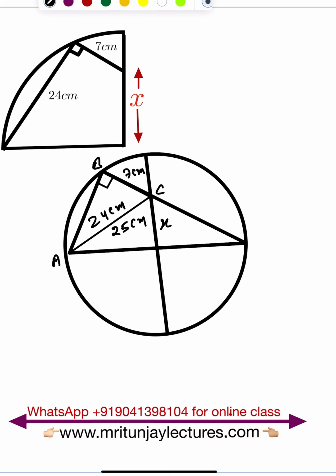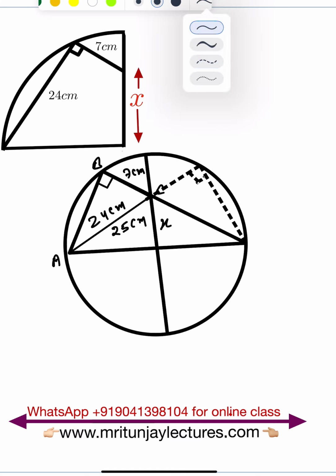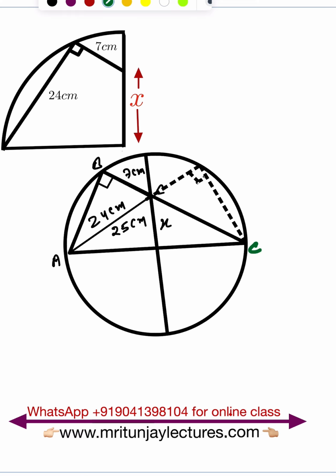Now if you look here very carefully, this part is making like that, and this one is also 90 degree. Clear? So these two, ABC and ACD, are similar triangles. Now this one is 25, so what about that one? 25 centimeter.